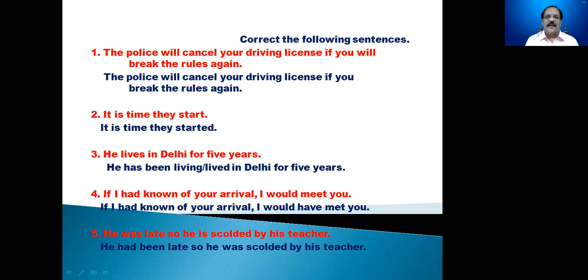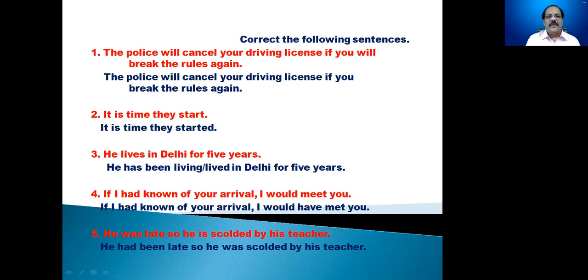So he lives in Delhi is okay, but he lives in Delhi for 5 years, when you are mentioning the time and giving the reference that he came to Delhi 5 years ago and is still living in Delhi, must be written in present perfect continuous. So he has been living in Delhi for 5 years. Or else in the present perfect form also you can write, he has lived in Delhi for 5 years. That means he is not living now. That way also it can be written.